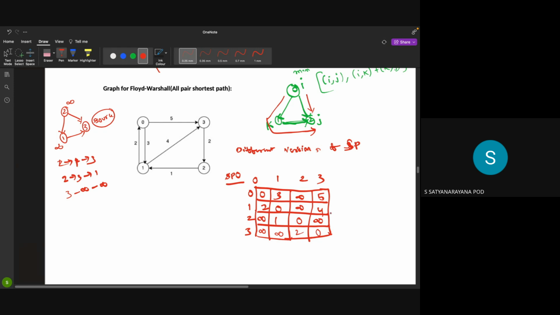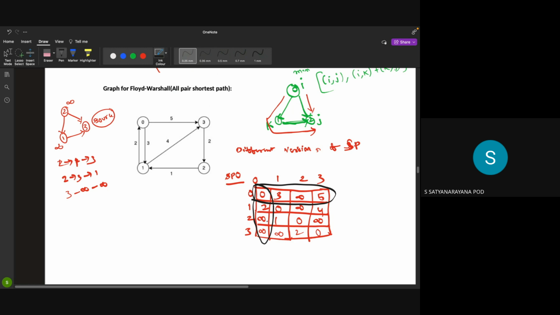This is SP0 we have available. What is this called? SP0, the shortest path 0. 0 to other vertices we know. So how would you know that? I'm changing the color, taking a black color. So this completely, these values belong to 0. So 0 to others, others to 0. Am I right or wrong?